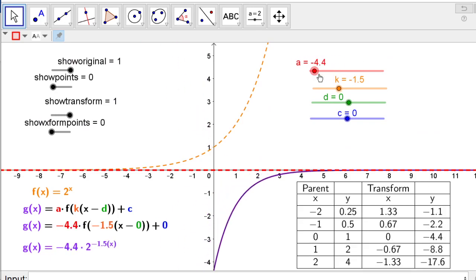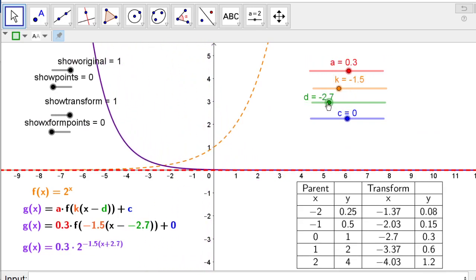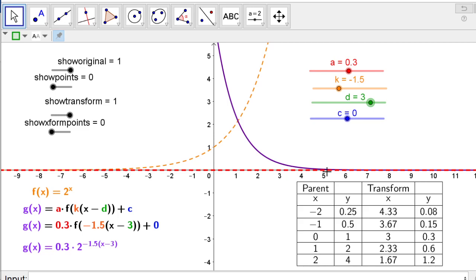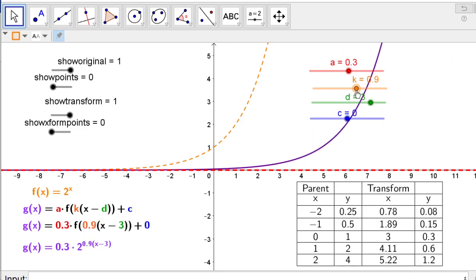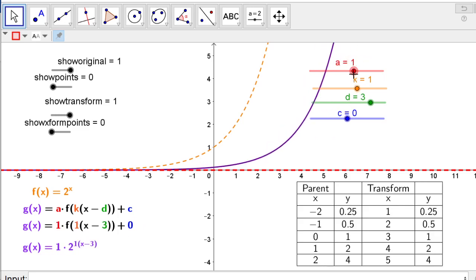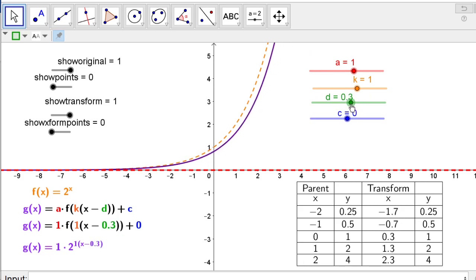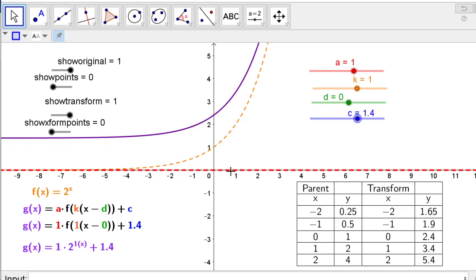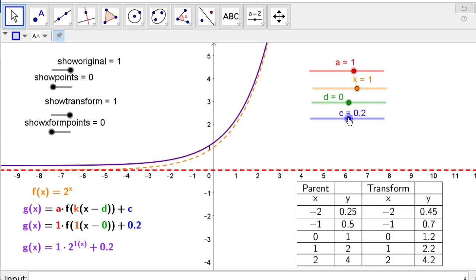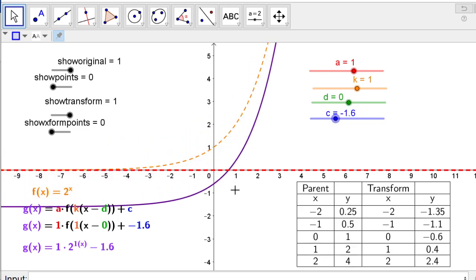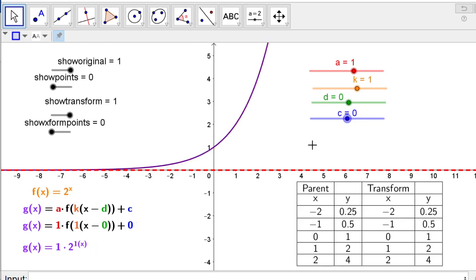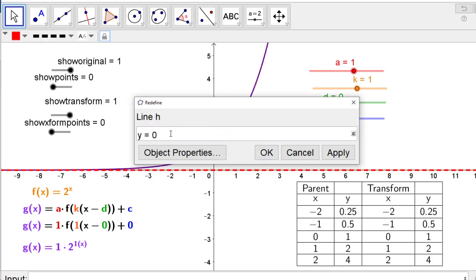I can change A. And none of those things moved that red dotted line, right? None of them moved the horizontal asymptote. Now, on the other hand, C, which is going to vertically shift the function up and down, you can see that if I shift the function up, that asymptote should really be coming with me, right? And if I shift the function down, that asymptote should be coming with me in a downward direction. So instead of calling this asymptote y equals 0, I'm going to call it y equals c.